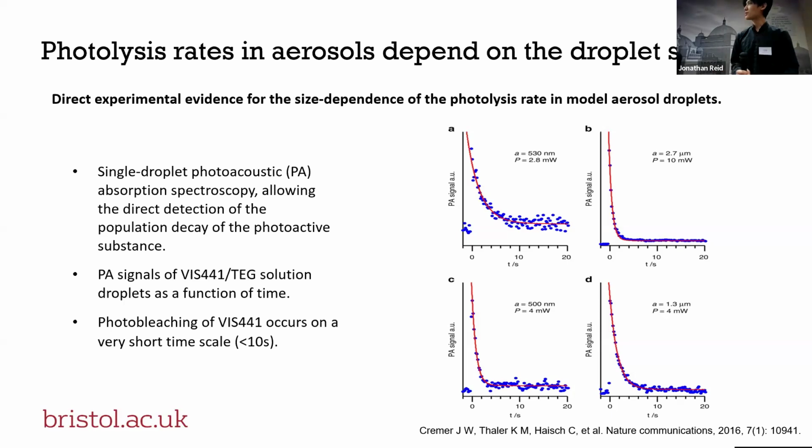And this plot shows photoacoustic signals for vis-441 and tetraethylene glycol droplets as a function of time. So we could see the photobleaching of vis-441 occurs on a very fast timescale, and both the initial droplet size and the light intensity have an impact on the photobleaching rate.